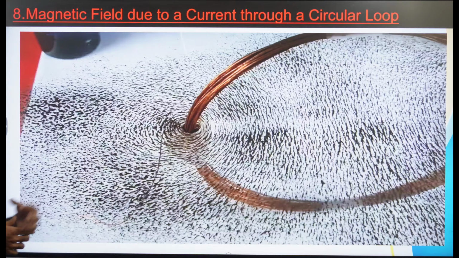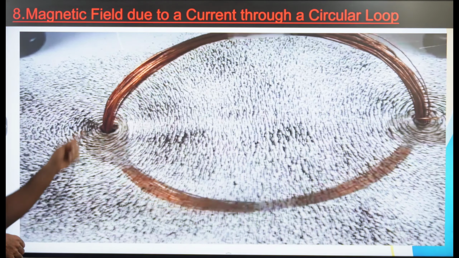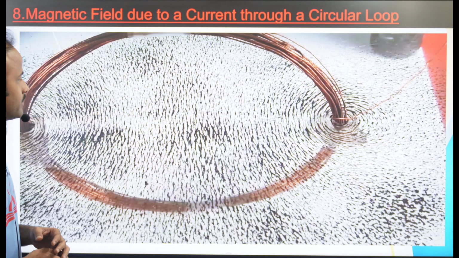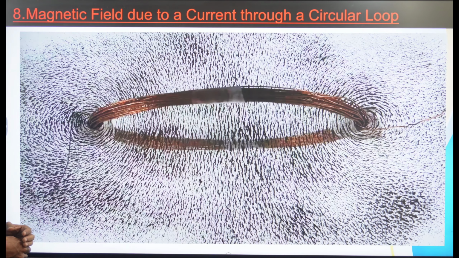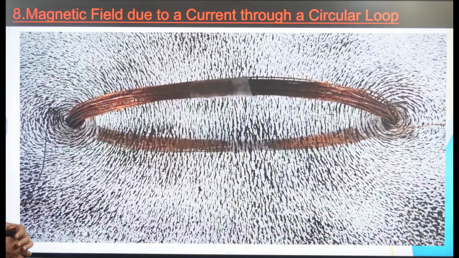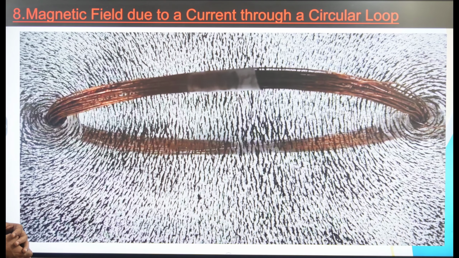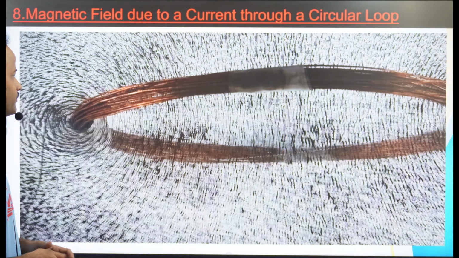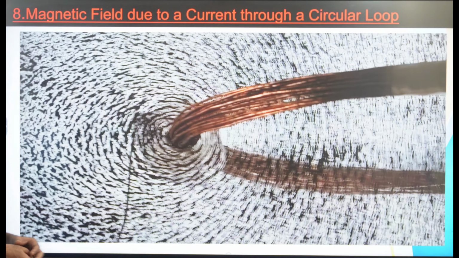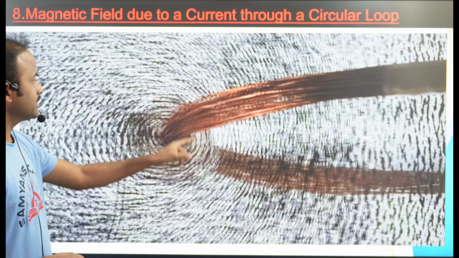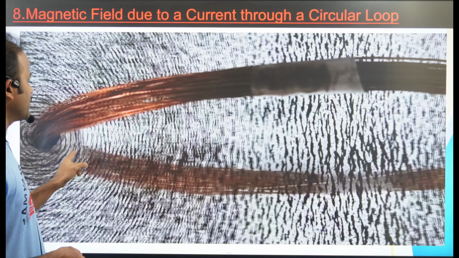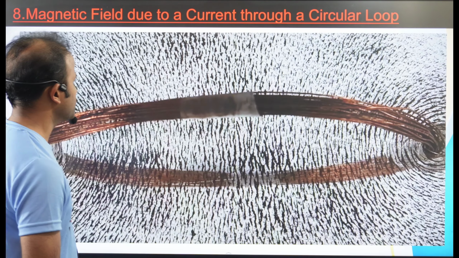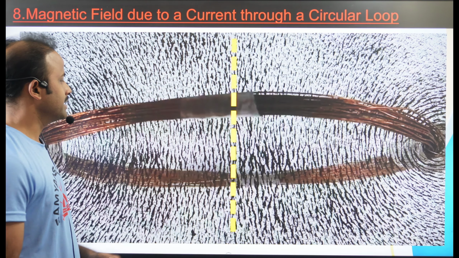Observe the pattern of iron filings around the current carrying circular loop. At the center, how does it look? They look like a straight line. At the current carrying circular loop, all iron filings are in concentric circles. When you move away, the concentric circles become bigger and bigger, and become straight at the center.